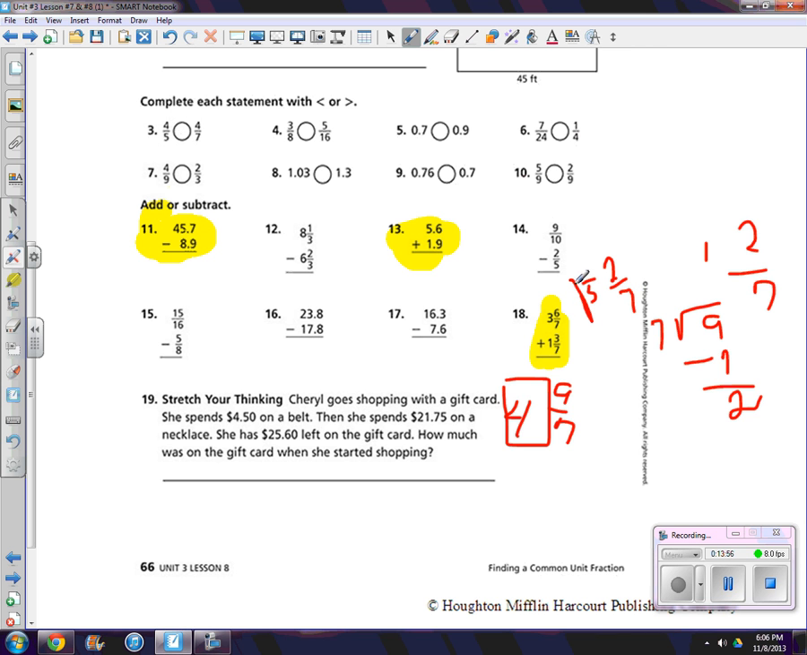your mixed number. All right, that concludes our lesson for this evening. We will work on 3.8 in class. Make sure you ask questions if you have any.